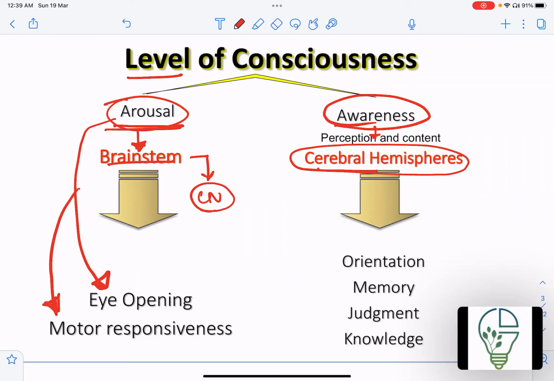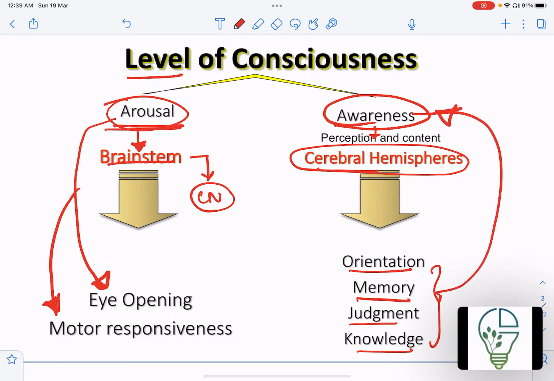Awareness is the rest of the thing. Your awareness of your surroundings, your awareness of where you are. For example, you'd behave differently if you were in a classroom or a lecture hall. You'd behave differently if you were in a mall, right? This is your orientation to place, to location. This is basically part of awareness. Your memory, your judgment skills, your knowledge, all of them are part of your awareness, and this is mainly controlled in the cerebral hemispheres, whereas more of the action, your reflexes, etc., are controlled in the brainstem itself. So this determines the level of consciousness.